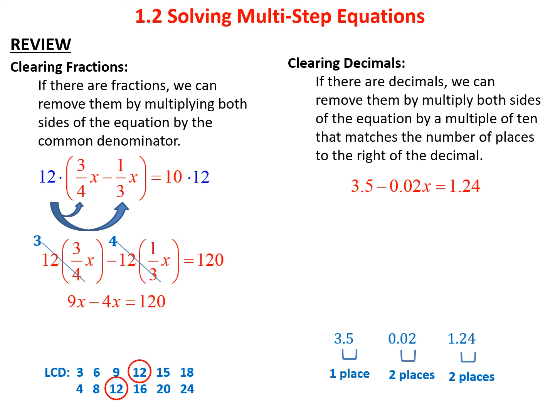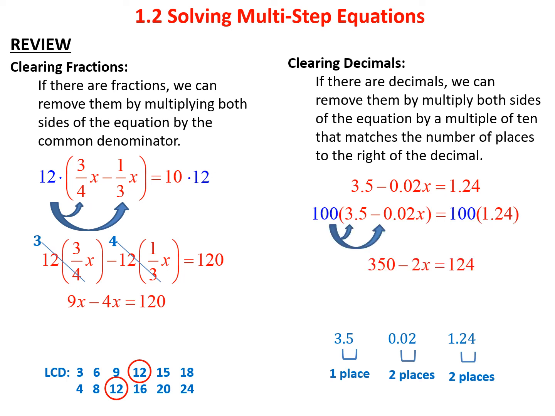10 times 10, 10 squared, or 100. So we multiply everything by 100. And notice when we do that, when you multiply by 100, it has 2 zeros, so the decimal moves over 2 places. So 3.5 becomes 350, 0.02 becomes just 2, and 1.24 becomes 124. Now we have a two-step equation that we can solve.